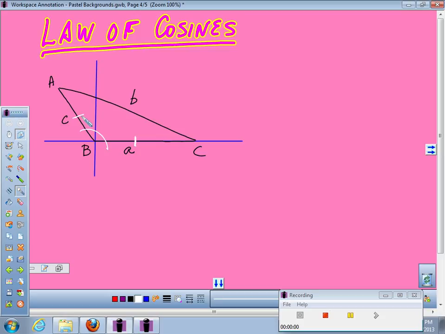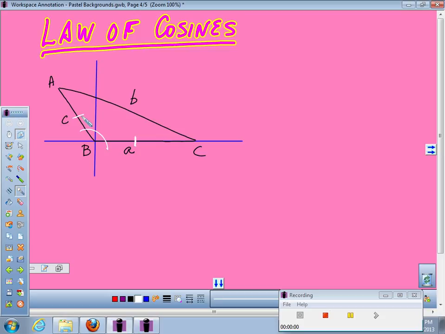What pair do I know? I don't know any pair. So I could find a pair, though. If I found side B, wouldn't I then have a pair with the B's? So what they actually wanted to do is they wanted to find the length of side B.